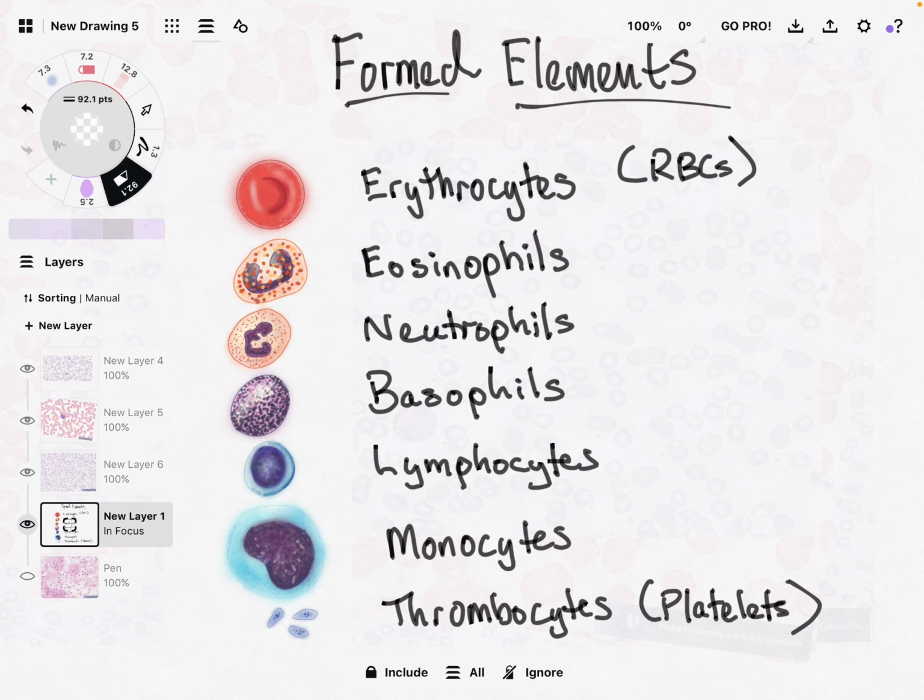Now, two terms I want to throw out here are granulocytes and agranulocytes. If you've already done blood, you're familiar with these terms. These are really important to help you distinguish what type of cell you're going to be looking at, particularly these different types of leukocytes. Granulocytes are eosinophils, neutrophils, and basophils.